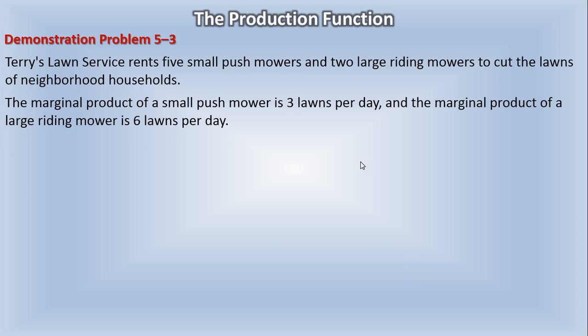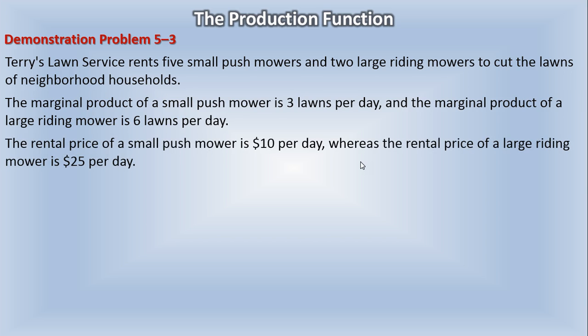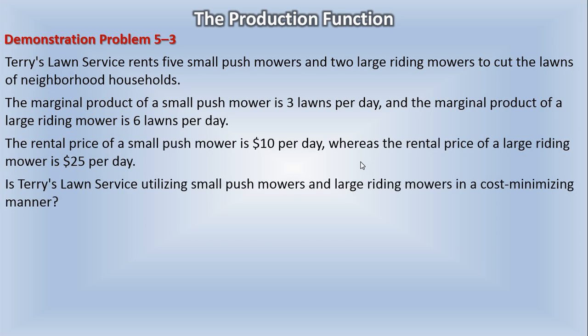The marginal product of a small push mower is 3 lawns per day, and the marginal product of the riding mower is 6 lawns per day. The rental price of a small push mower is $10 per day, whereas the rental price of a large riding mower is $25 per day. Is Terry's Lawn Service utilizing small push mowers and large riding mowers in a cost minimizing manner is the question. So then the question is, are the ratios of the marginal product per type of mower to their prices equivalent at the amount that they're using? So we have to check that.